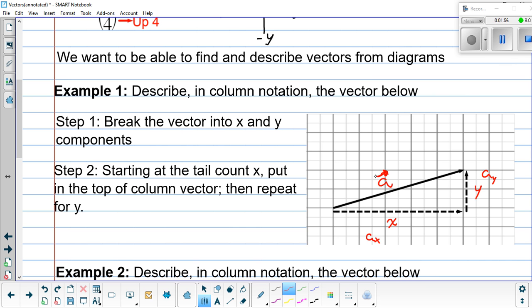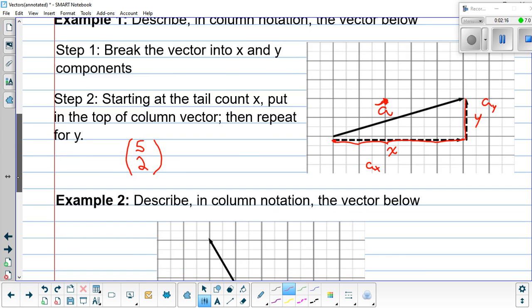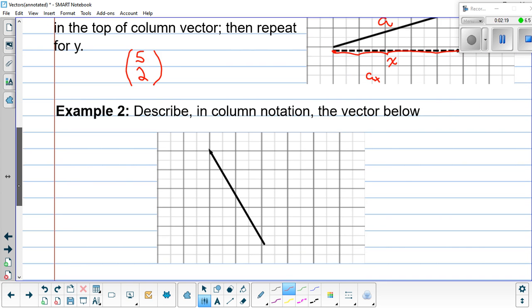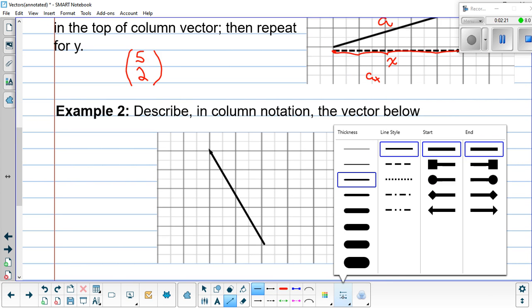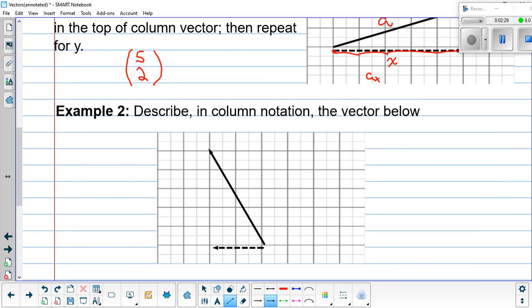So we want to draw our column vector, right, because we know that it's going to come like that, and we'll start with our x, right, because our x is our top. So starting at our tail, then we're going to go 1, 2, 3, 4, 5. So we're 5 in the positive x direction. Then we go 1, 2 up, 2 up is positive 2. So here, let's describe this vector in column notation. So I'm just going to draw a dotted line, but I want to have an arrow on it, because that way we're showing that, hey, if we have to put these together after, we know what we're doing.